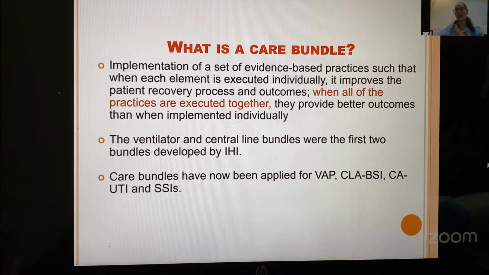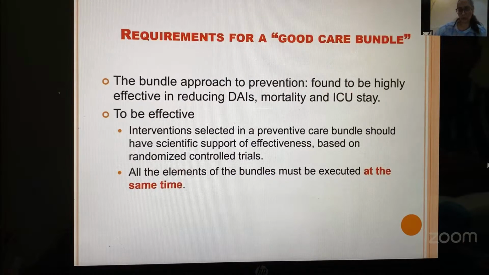Like Dr. Amit spoke about, central line bundles. So how we can take the catheter-related bloodstream infection bundle and save patients from central line infections. The ventilator-associated pneumonia bundle is called the VAP bundle. So we have the VAP bundles, SSI, soft tissue infection bundles, UTI bundles, catheter-associated bundles, and central line-associated bundles, which we most commonly talk about. All the elements of the bundles must be executed at the same time to reduce hospital stay, mortality, and ICU complications.